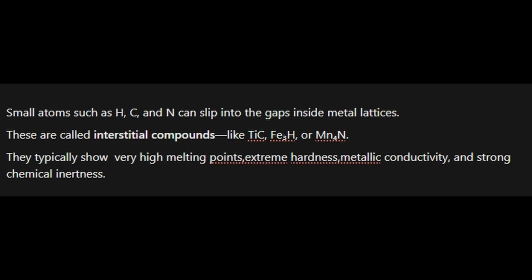Small atoms, such as H, C, and N, can slip into the gaps inside metal lattices. These are called interstitial compounds, like TiC, Fe3H, or Mn4N. They typically show very high melting points, extreme hardness, metallic conductivity, and strong chemical inertness.